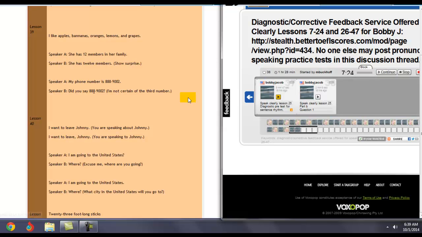I would differentiate those. Let me see if I can help you out here. If you're asking "Where?", which means I didn't quite hear "United States", I'm going to the United States. In the second one, "Where? I'm going to the United States," that just means where in the United States will you go? So the first one, because you're asking for clarification of the actual question and what was said, as opposed to the other one, which is not really clarification but extending the conversation, the tone should be different.